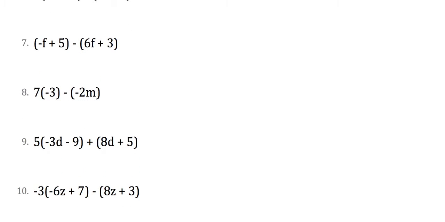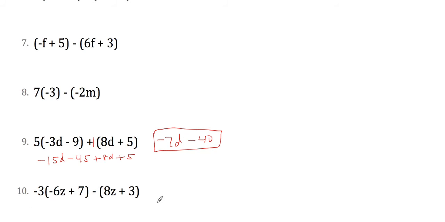We have 9 and 10 to do. So number 9, 5 times negative 3d is negative 15d. 5 times negative 9 is negative 45. Then we have 1 times 8d is 8d, and 1 times 5 is 5. So negative 15d plus 8d is going to be negative 7d. And then negative 45 plus 5 is going to be negative 40. And that's that one.